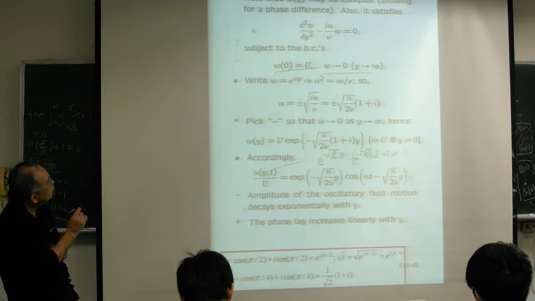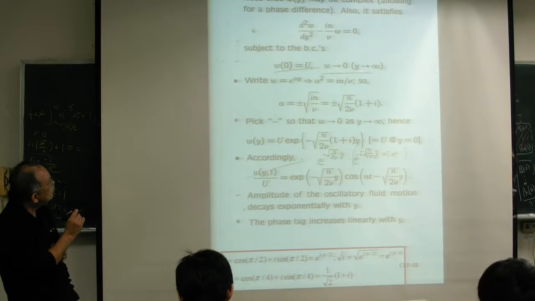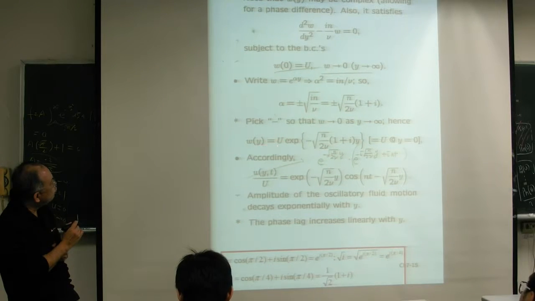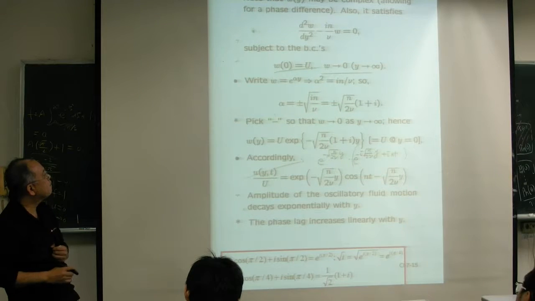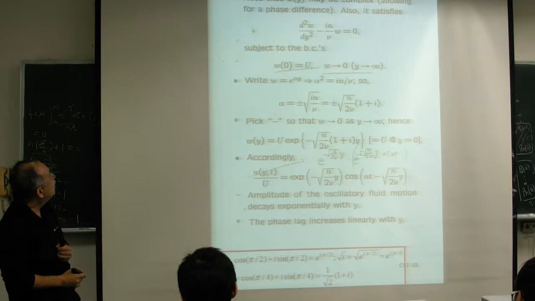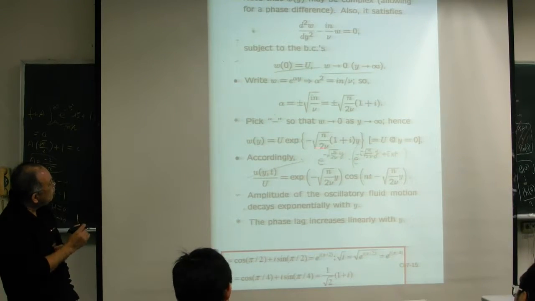First boundary condition: when y goes to infinity, y approaches 0. At y equal to 0, W should be equal to capital U, okay? So this is our solution form. The solution for the W function of y should look like this.